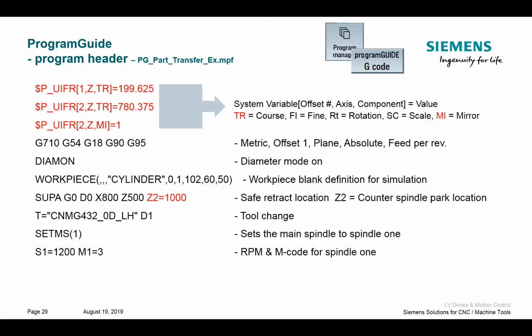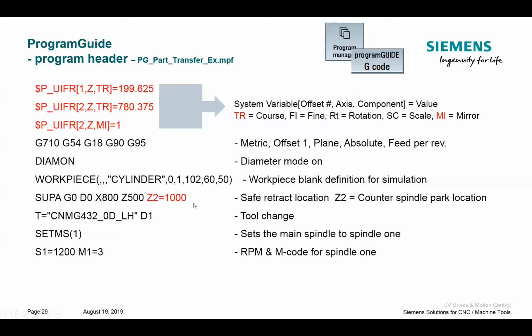Okay, so once we've set up the work coordinate, now I can go in and do a standard safety line like we normally would. Diameter mode on just tells it that all x-axis values are diametric values. I use the workpiece blank here just to set up my graphics for simulation purposes. And really the new thing I'm doing now is driving the counter spindle to a safe location. Now, if I'm not going to be machining at this point, I don't need to send the sub spindle, or the counter spindle, right to the 1000, but I'm going to need to get it there when I go to machine. Generally speaking, that park position is where you just consistently send the sub spindle anyway.